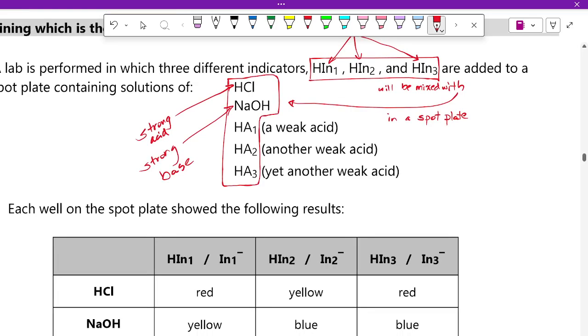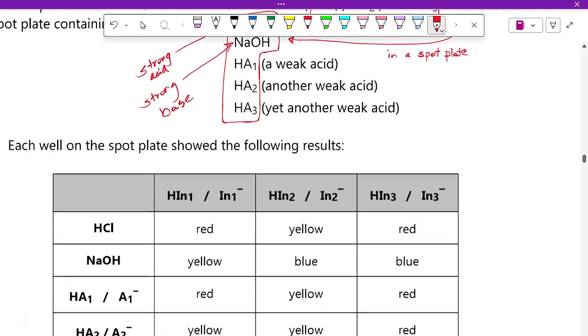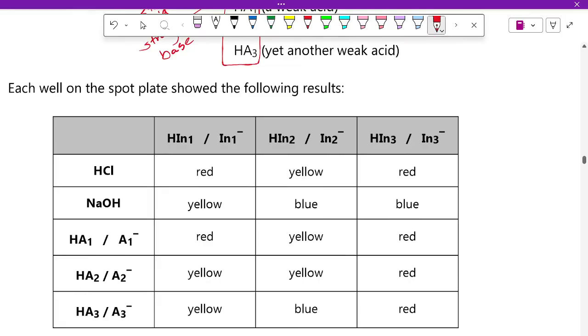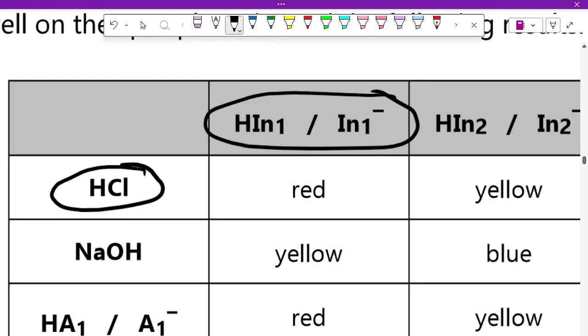So here is what we get to see in each of the spots on the spot plate. When we mix HCl with indicator 1, and you'll notice for indicator 1, I've written both forms, HIN1 and IN1 minus, because the indicator is both of those. Yes? That turns the solution red. What information can you get from that? Which of those 2 forms of the indicator is red?